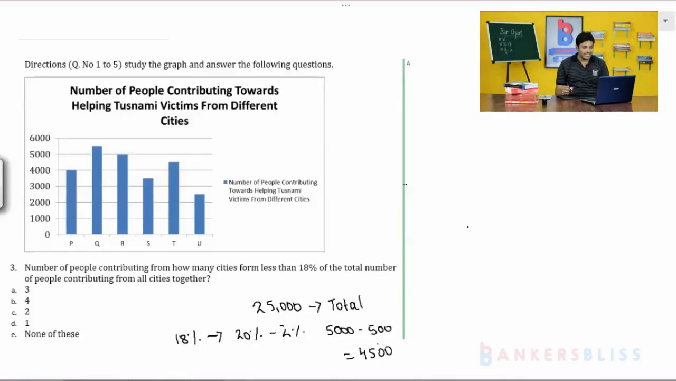So how many cities are contributing less than 4,500? You have Q, that is 1, less than 4,500. So you have P, you have S, you have U. T is exactly 4,500, but they are asking less than 18%. So less than 4,500 you have P, S and U. So how many cities? 3 cities. So option A is the right answer. Okay, let's move on to the next problem.